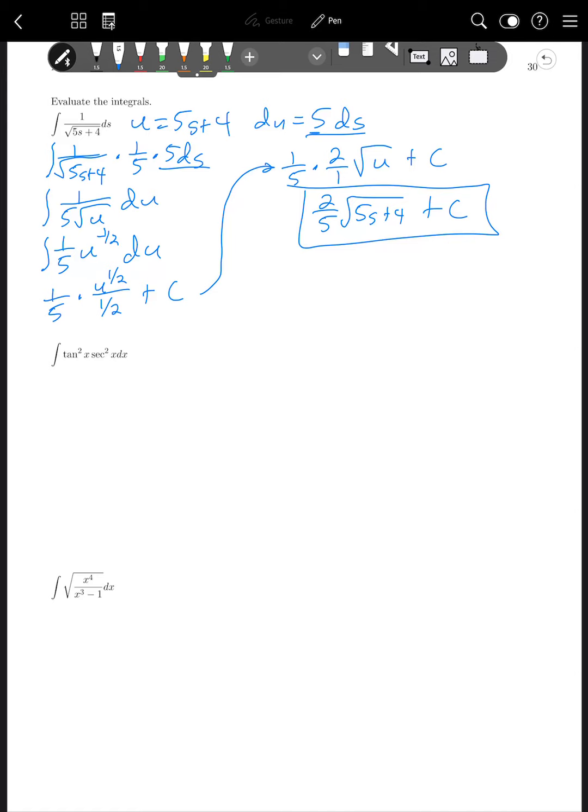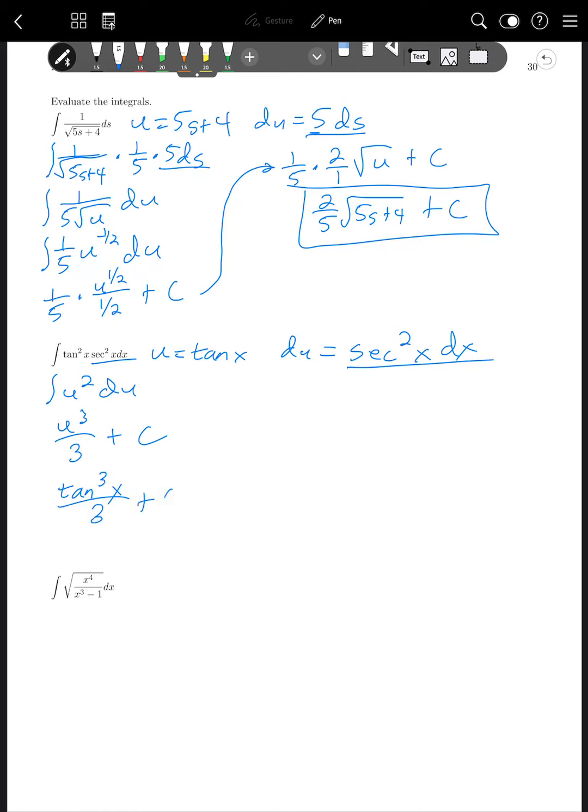Okay, so for the next one, this one is very similar to the one we did before. So we know that the derivative of tangent is secant squared. So if I let u equal tangent of x, then du is secant squared of x dx. And so now this substitutes in pretty easily, right? Because we've already got secant squared x dx in the problem. So this is the indefinite integral of u squared du. That antiderivative is just u cubed over 3 plus c, and now substitute u back in. So this is tangent cubed of x over 3 plus c.